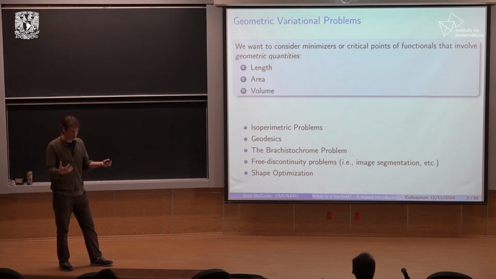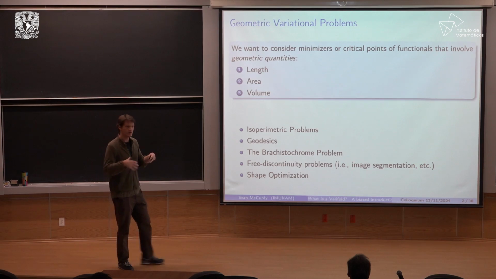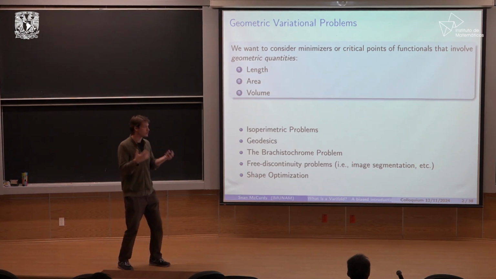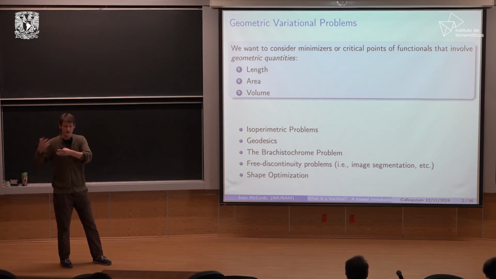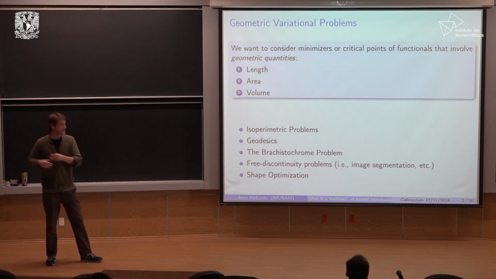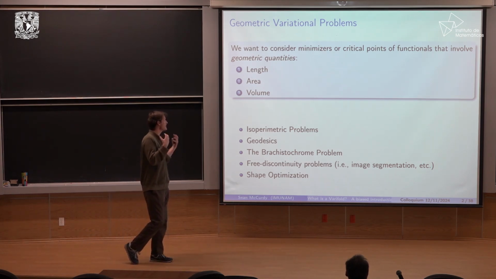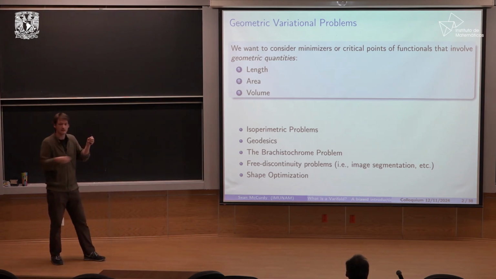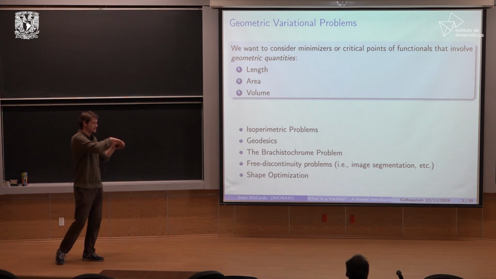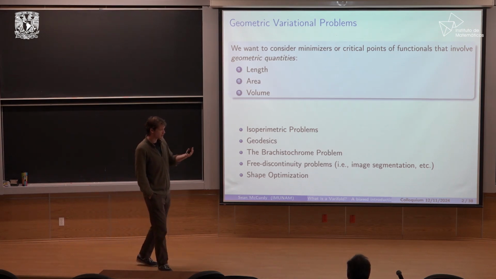Geometric variational problems are a part of the calculus of variations, right? Where you're trying to look at functionals, which instead of looking at properties of functions, now you're trying to look at minimizers or critical points of functionals that involve some geometric quantity, right? Maybe this is the length of a curve, maybe this is the surface area or the volume. There are lots of problems like this.